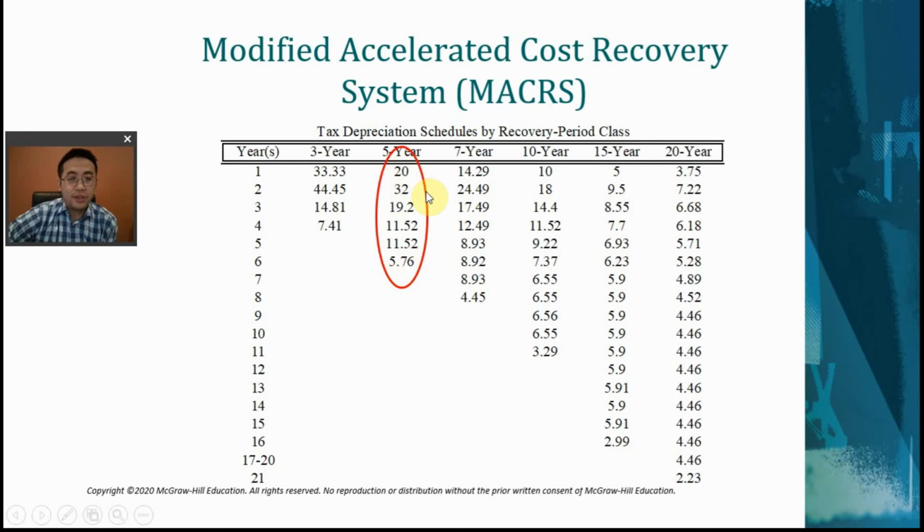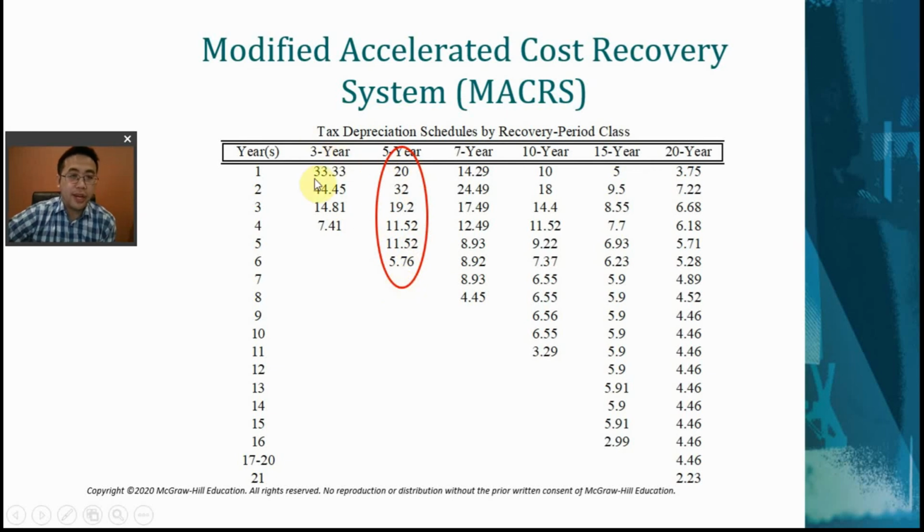The last number here is the percentage of the ending book value. So after 5 years of depreciation, you will have 5.76% left as the ending book value. So it is specified by the IRS. As you can see, if you add all of these numbers together, that is 100%.